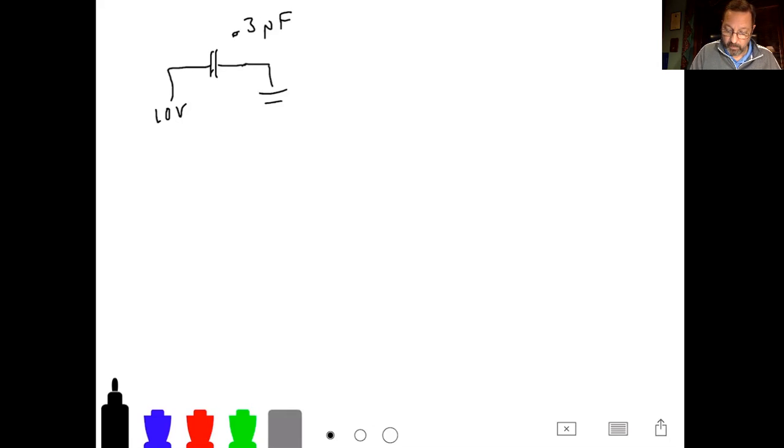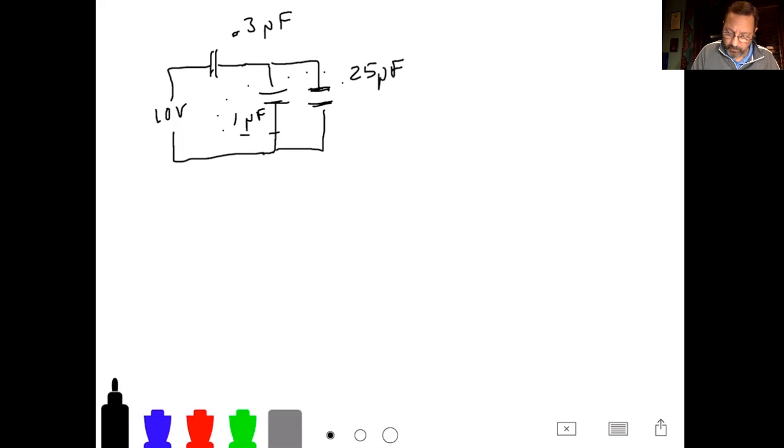And then I'm going to 2 capacitors. One was 1 microfarad, and the other was 0.25 microfarads. I'm trying to draw these like good capacitors. Then I complete my circuit. Hopefully you realize these 2 capacitors right here are in parallel, and those two together as a combination are in series with the 0.3 microfarad capacitor.